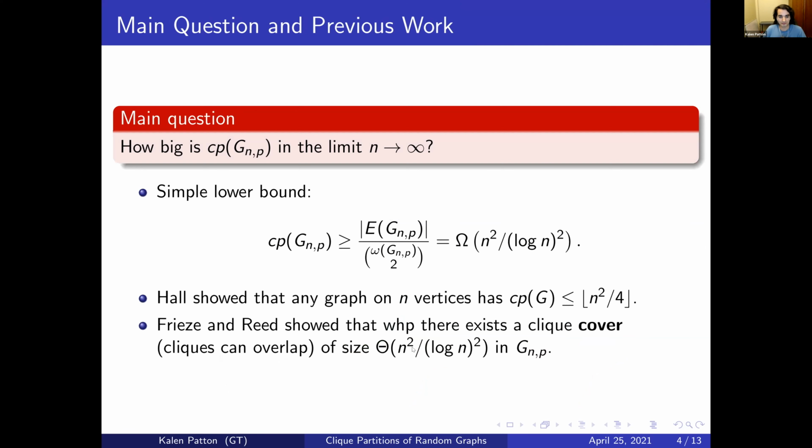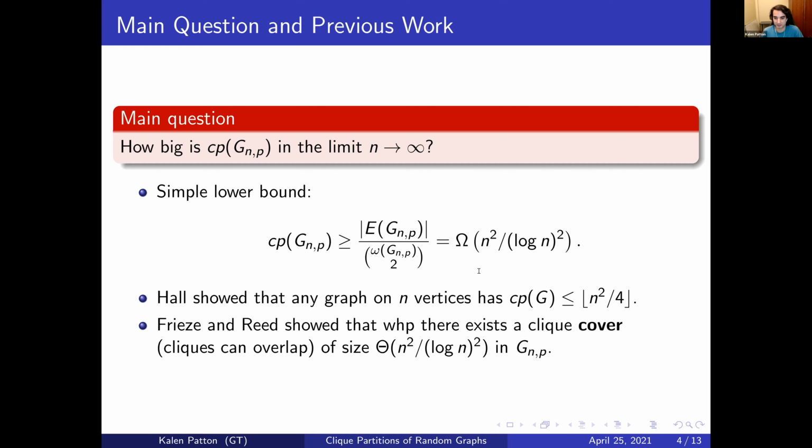So the first thing that we can do is establish a simple lower bound on the clique partition number of GNP. If we were to assume an optimal case where all of the edges in GNP were contained in edge disjoint cliques of maximum size, then the number of cliques in a clique partition would be the number of edges in GNP divided by the number of edges in a maximum size clique. So then we have this expression here, number of edges in GNP over the clique number of GNP choose 2, which, because we know how both of these properties behave in general, gives us a lower bound on the order of n squared over log n squared.